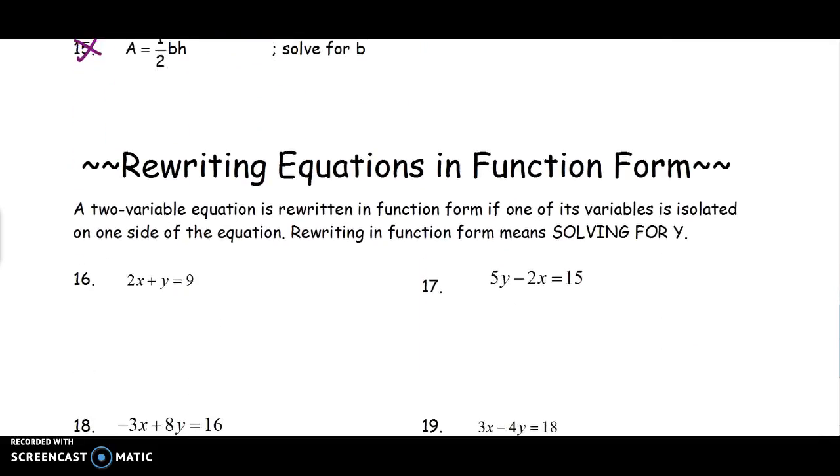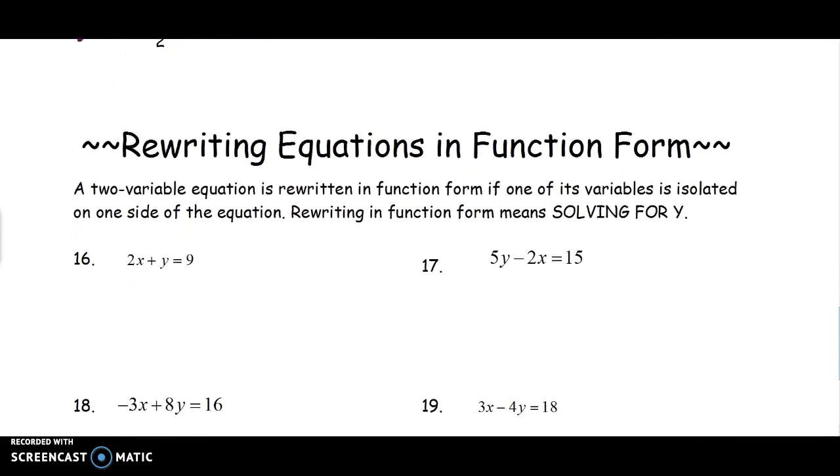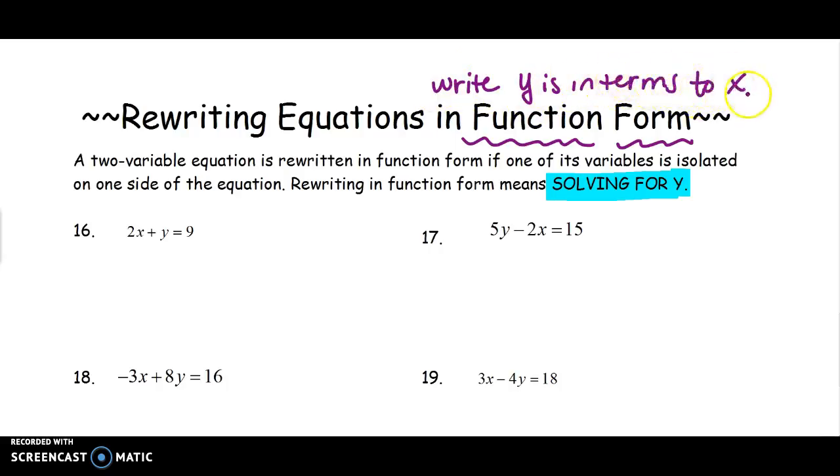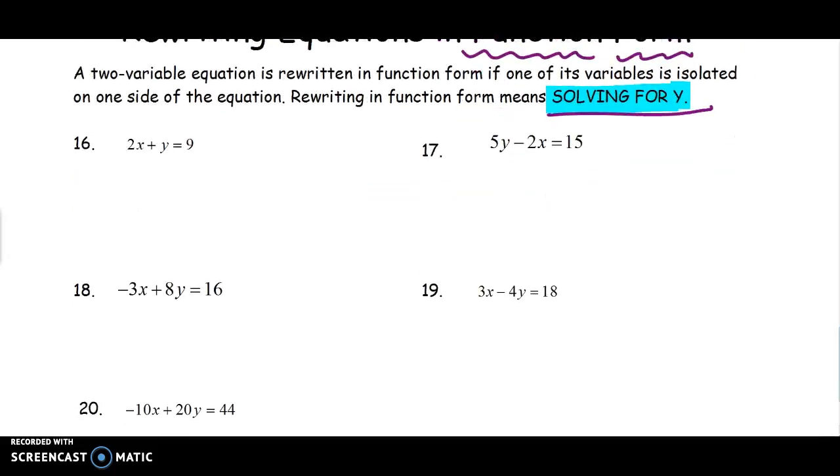One more thing we're going to talk about, and it's rewriting equations in function form. Function form is a vocabulary term that you're going to have to know, that basically whenever you see it, you know that you have to solve for y. You may also write an equation where y is in terms of x. And you'll see that on your homework tonight, which basically means solve for y. So what we're going to be doing in the next 4 problems is we're going to get y alone. That's our goal, is to get y alone.